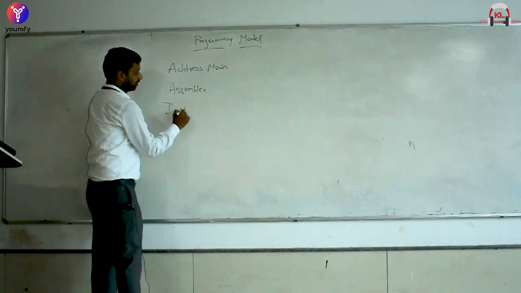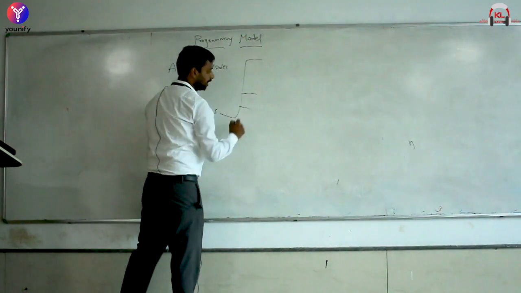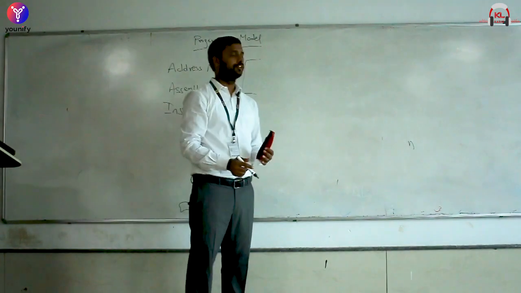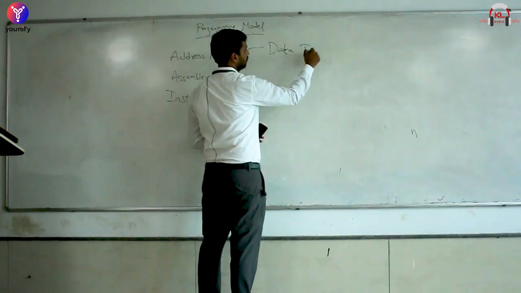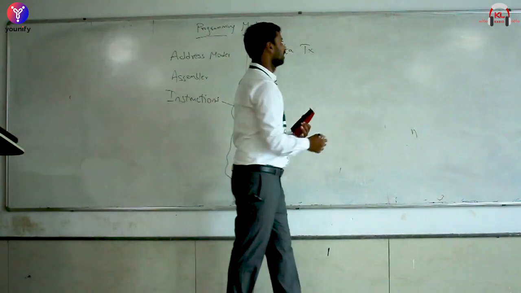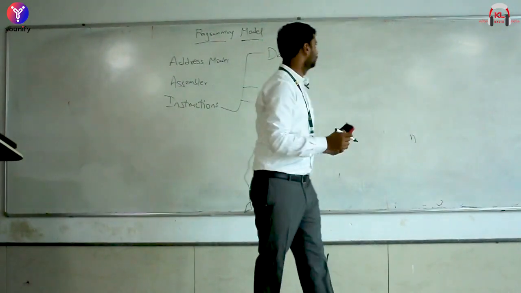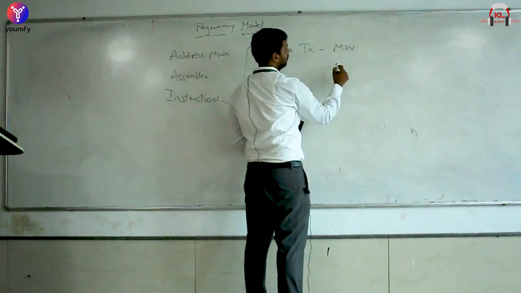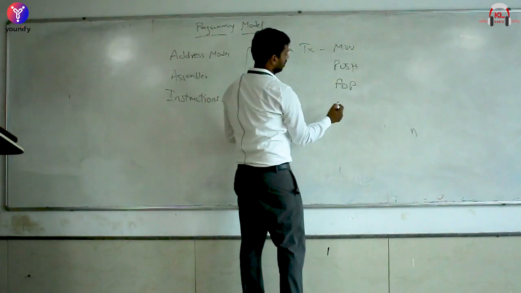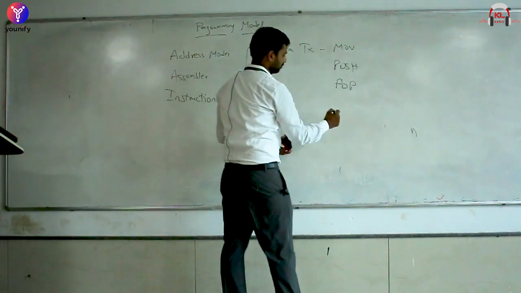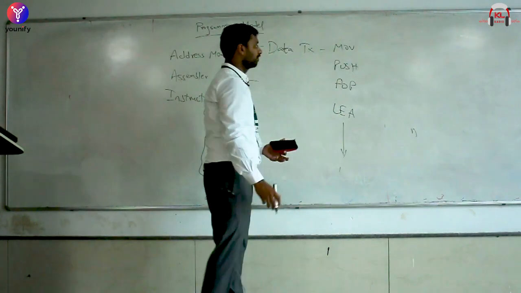And next come the instructions. So this is where we have a big bunch of instructions. The types of instructions that we have start with data transfer. What comes under data transfer? The data transfer instructions are where your data transfer operations are involved. Starting with MOV, you have PUSH, you have POP, and a lot of them. So you have LEA. And there are a lot of instructions.